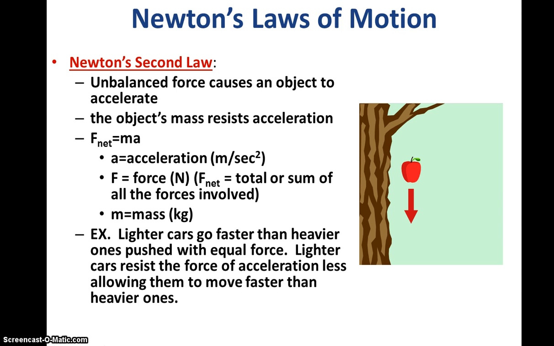The more mass something has, the harder it will be to either get it moving or to stop it while it is moving. And since we said that forces tend to occur in pairs, we call this F net because there's usually multiple forces acting on an object. And when we put all those forces together, we call that the net force.